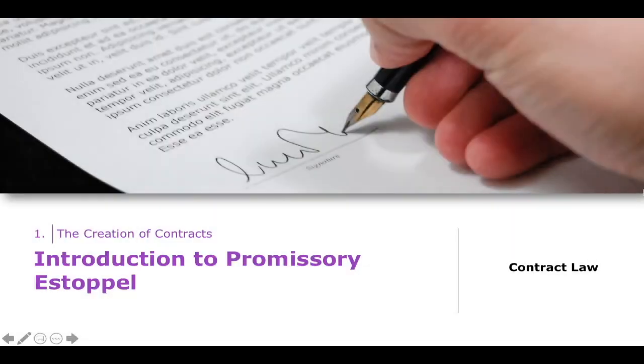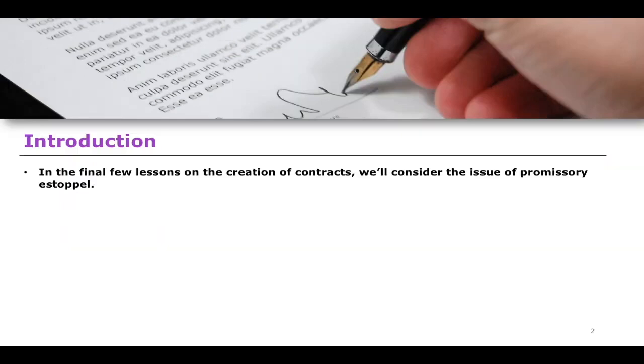In this lesson, we're going to take an introduction to the equitable doctrine of promissory estoppel, one of the most important elements of contract law and one of the most important elements of the creation of a contract. So, this is the final couple of lessons that we're going to do on the creation of contracts.